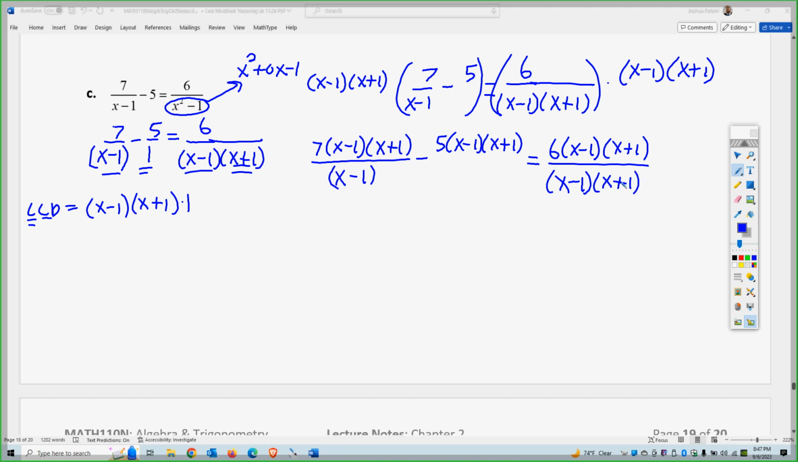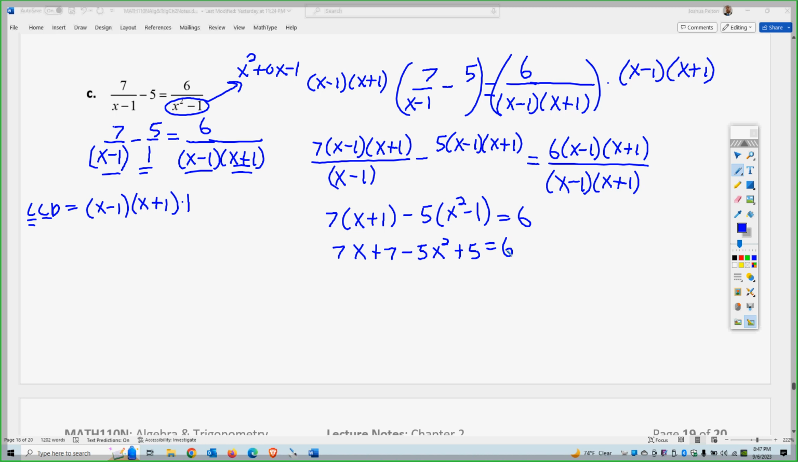Okay, so the x minus 1's cancel, leave me with 7 times x plus 1 in the first term, minus 5 times x squared minus 1, if I distribute all that, right, equals 6. So I have 7x plus 7 equals, minus, I'm sorry, minus. That's incorrect. Minus 5x squared plus 5 equals 6. Okay, let's just pause and take a breath here, make sure I didn't mess up any. I think I'm good.